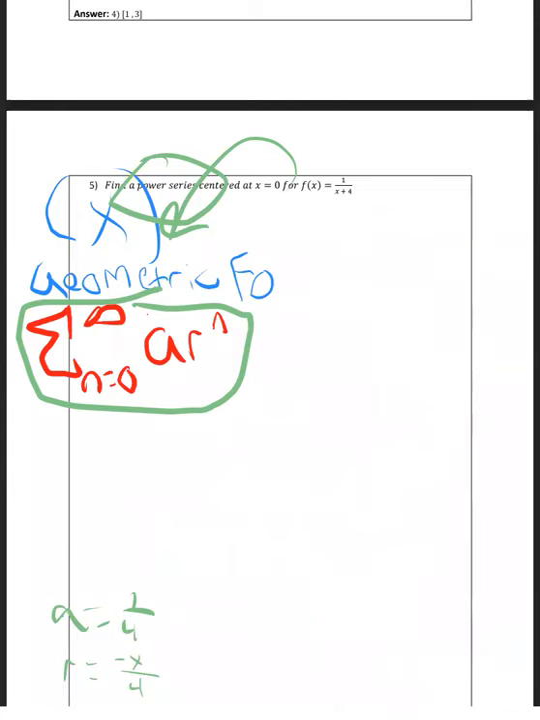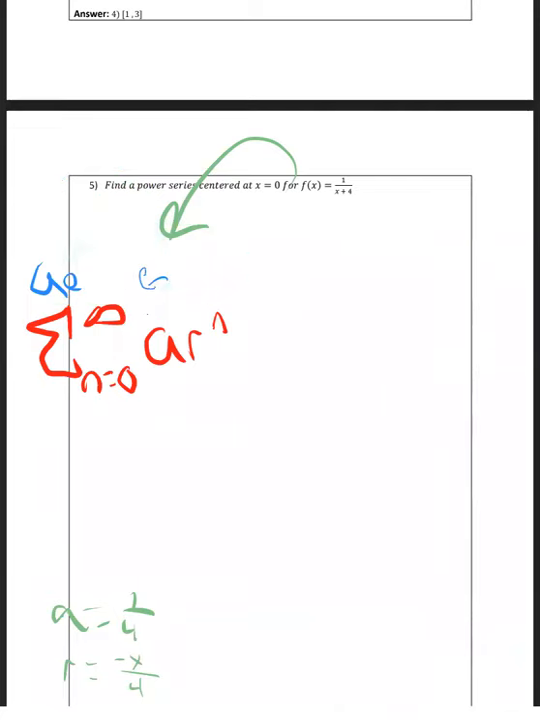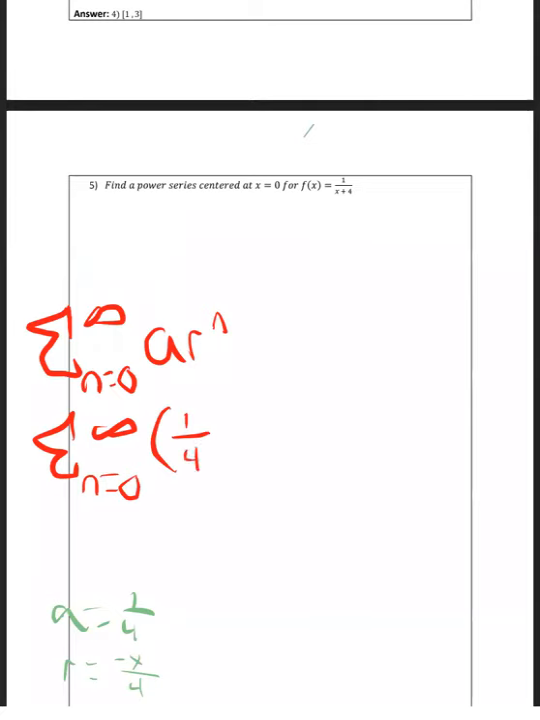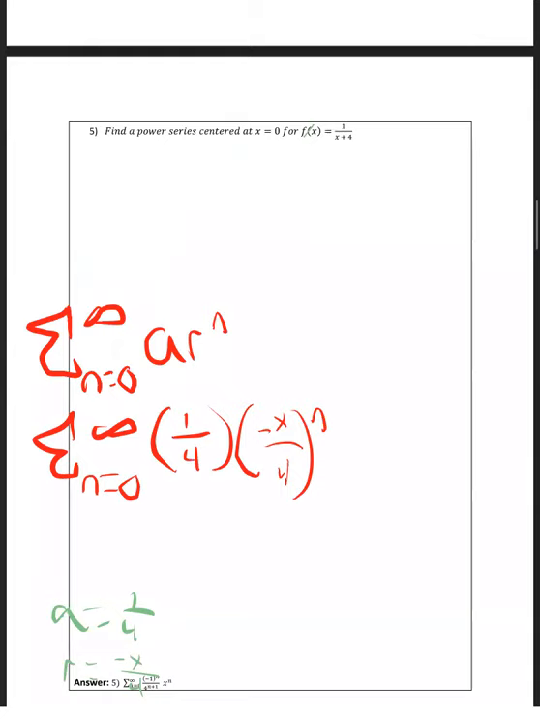Let me see. So r was negative x over 4. R is negative x over 4. So now all we're going to do is plug in. A is 1 over 4. R is negative x over 4. This is n. Let me move the page up a little bit. We're almost there, Julia. We're almost there for this geometric series.